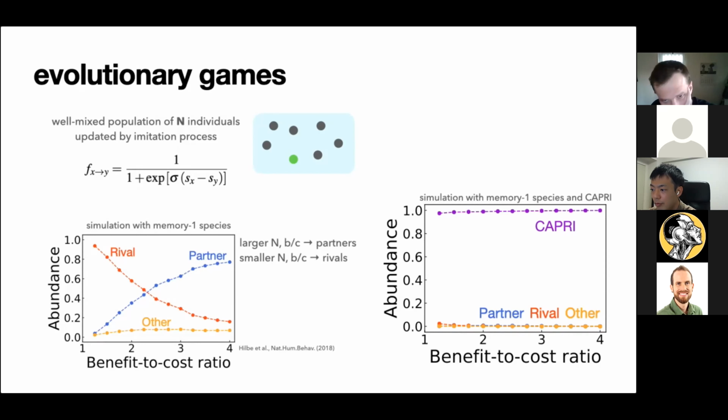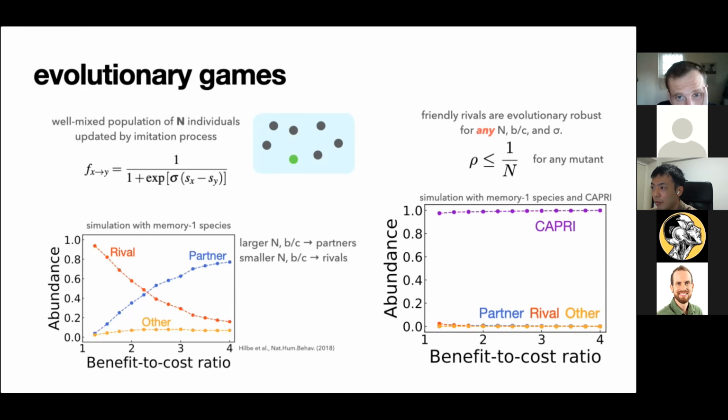Since Capri has advantages of both partners and rivals, it is highly advantageous in evolutionary settings. Actually, we analytically showed that friendly rivals are evolutionarily robust for any population size, benefit to cost ratio, and selection strength. Namely, friendly rivals cannot be selectively replaced by any mutant strategies, which explains why Capri is so outstanding.